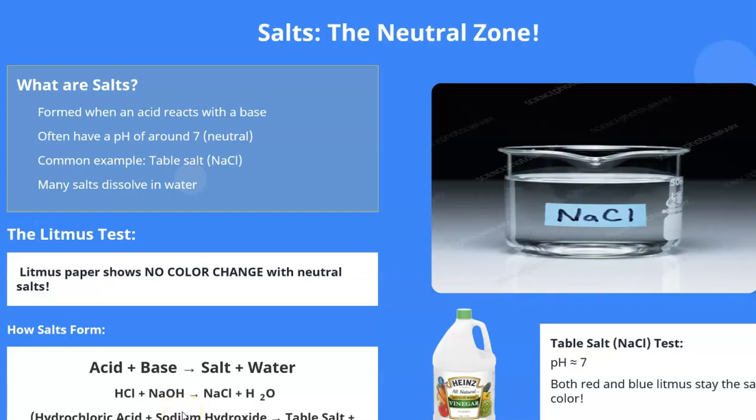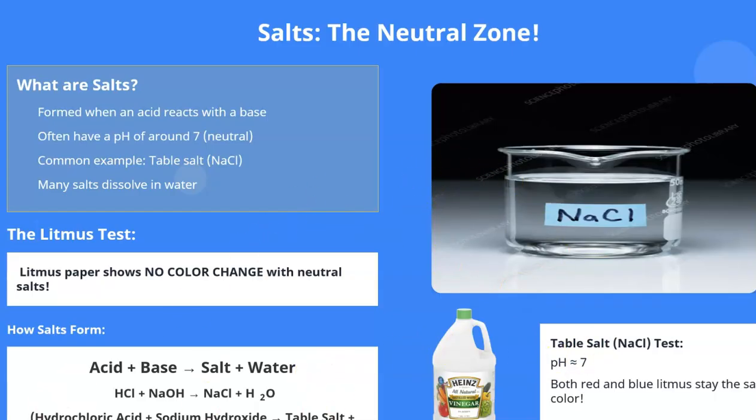We have here the process of how salts form. Acid plus base turns to salt plus water. Okay. We have here the table salt test. It has a pH of 7. Both red and blue litmus stay the same color. So I should correct this image.